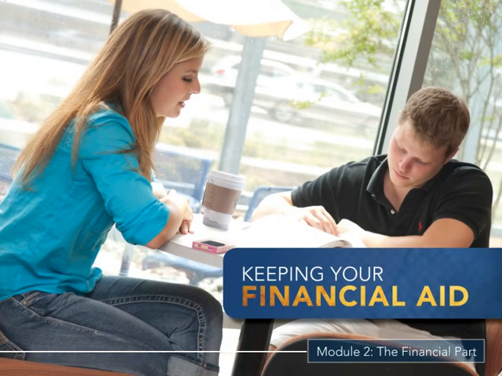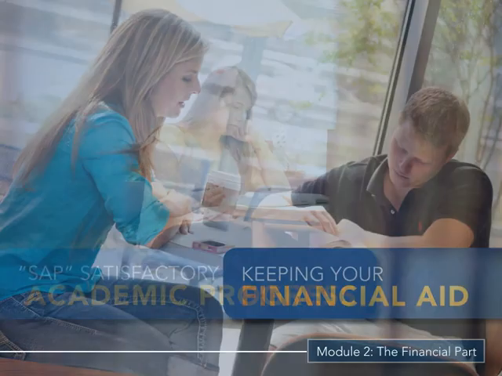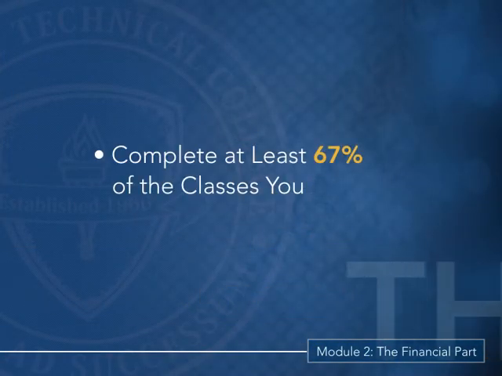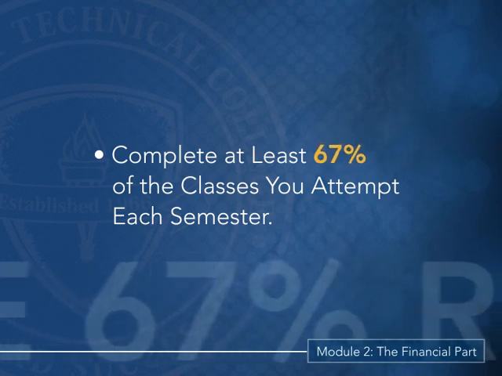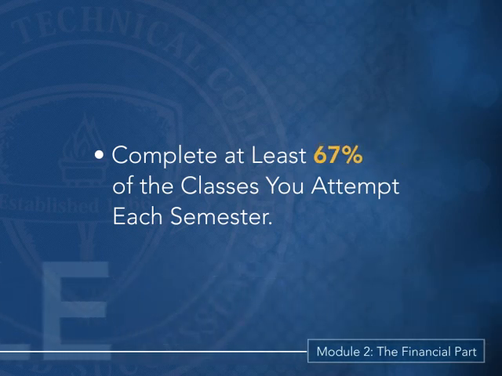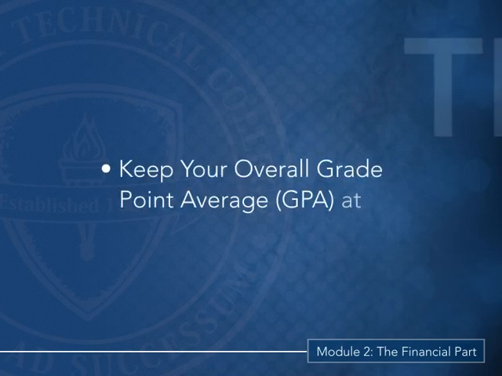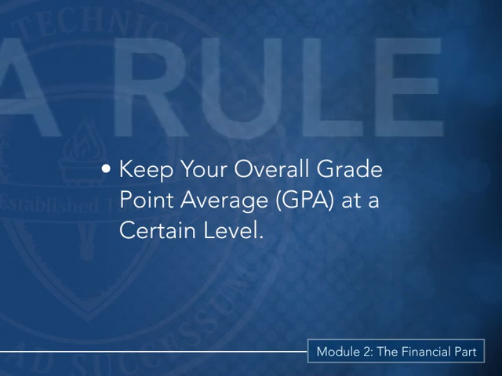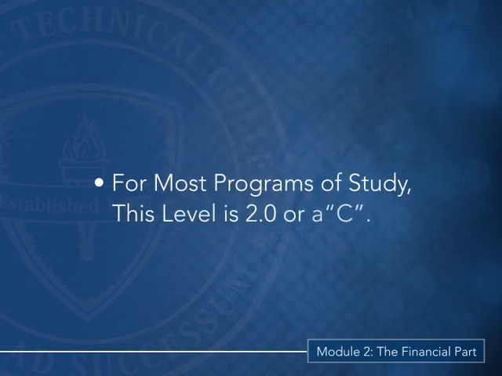Once your aid package is complete, the government has put some rules in place that you'll need to follow to keep your financial aid. To avoid losing your financial aid, you simply have to follow 3 rules that enable you to maintain something the government calls Satisfactory Academic Progress, or SAP. The first rule is called the 67% rule, and it simply says that you must successfully complete at least 67% of the classes you attempt each semester. The minimum GPA rule states that you must keep your overall grade point average, or GPA, at a certain level. For most programs of study, this level is 2.0 or a C.